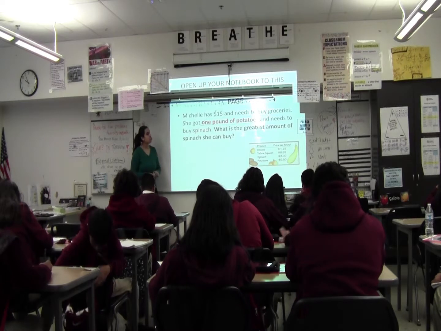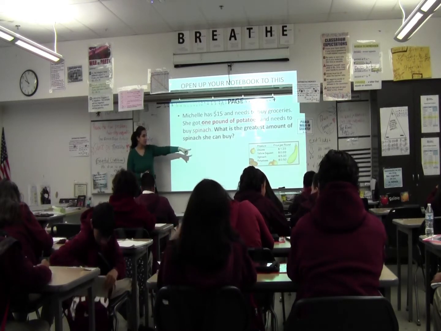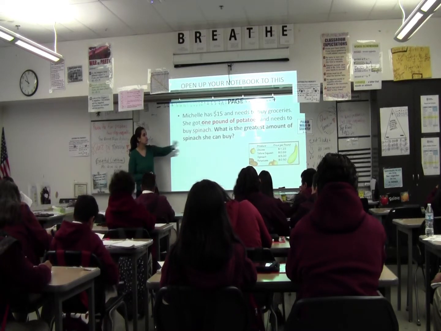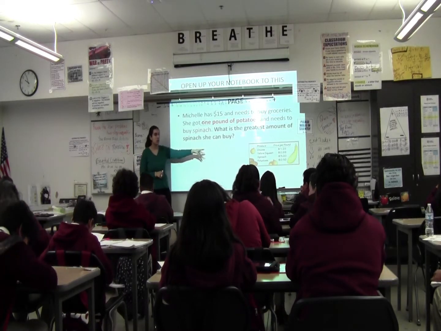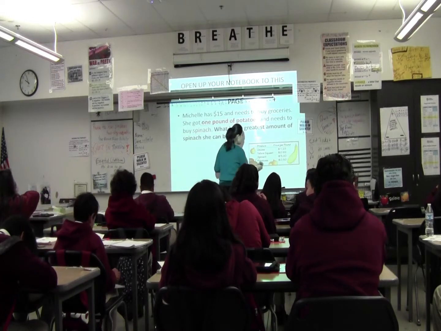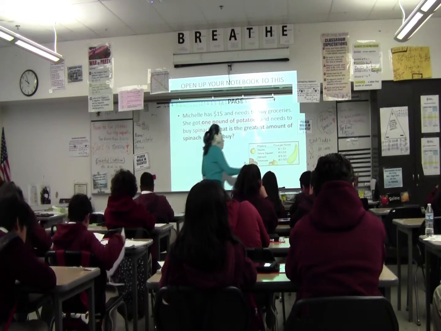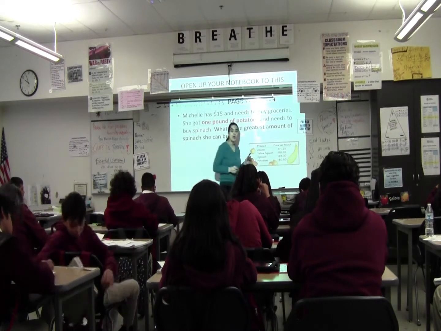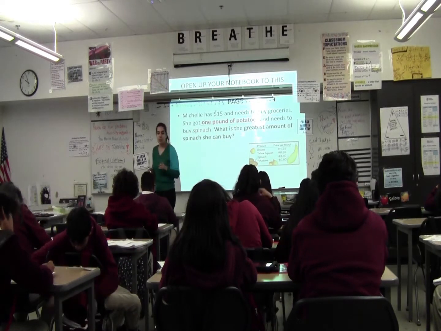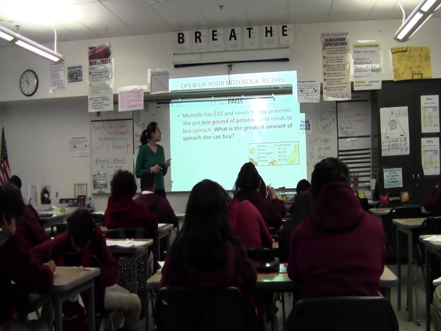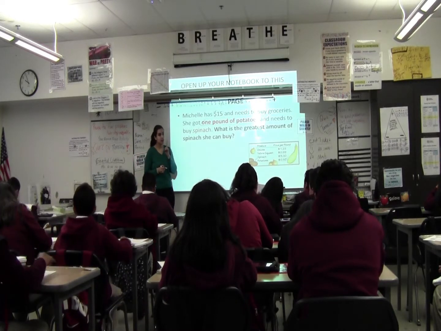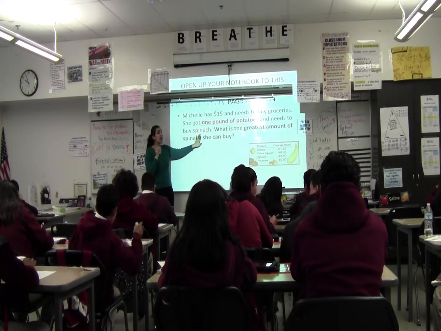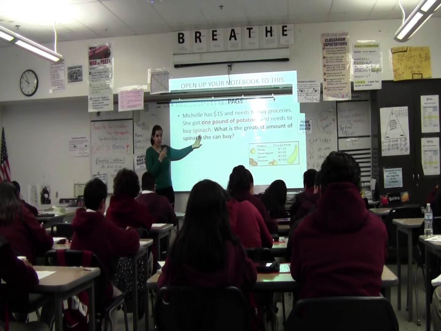And now I want you to circle the information in the table. So what information do you think we're going to circle? Which one of the items are we going to circle? The potatoes. And the spinach. I want you to look at example number 3. We went over it yesterday. But keep in mind that we're trying to get 1 pound of potatoes, and we are trying to figure out how much spinach Michelle can buy.